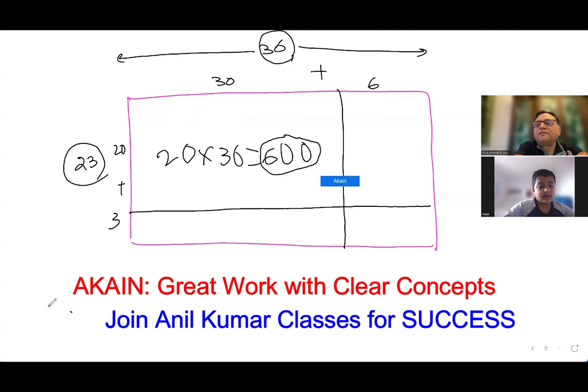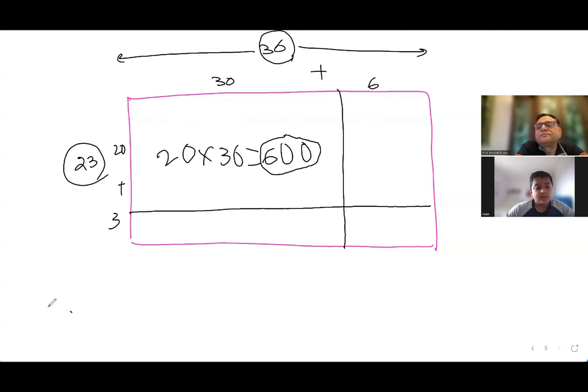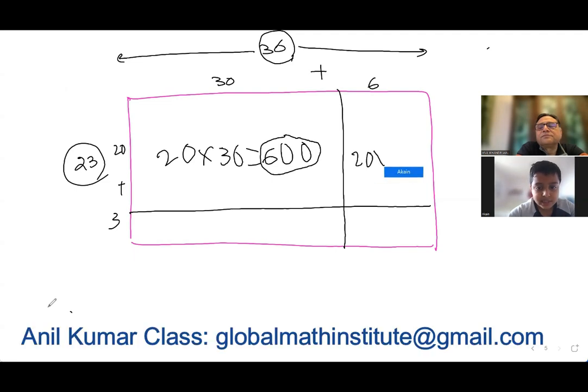Yes. Okay, next you have to do 6 times 20. Correct. First, you do 6 times 2 and add 1 zero. So 6 times 2 is 12, and with the zero, it is 120. Correct. So I'll say 20 times 6 equals 120.